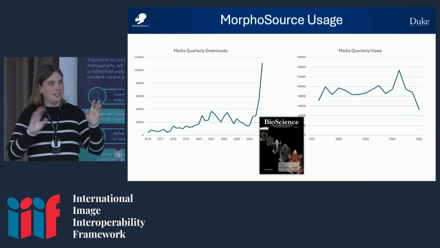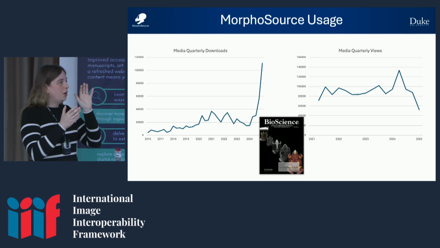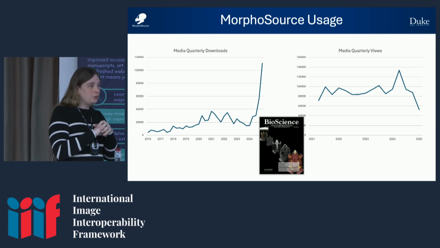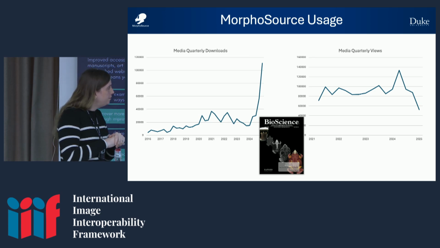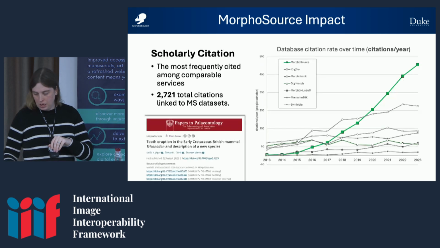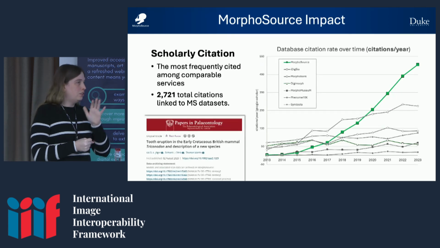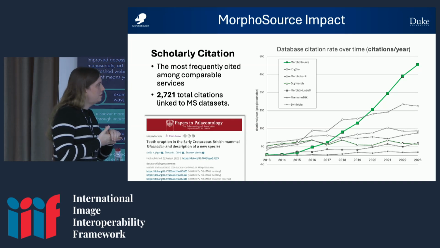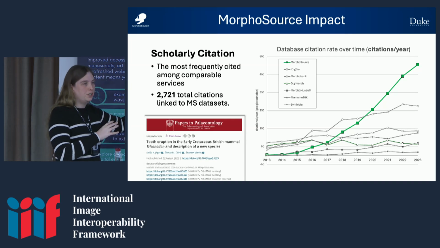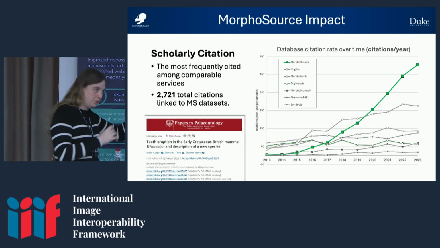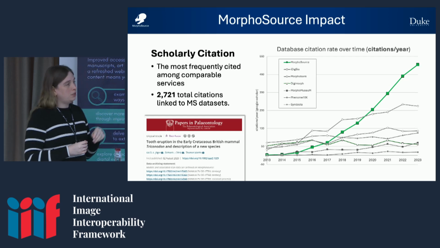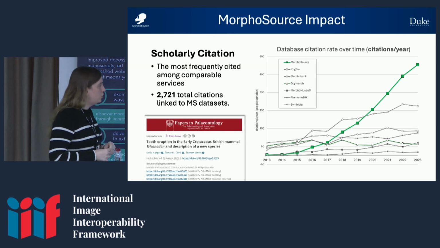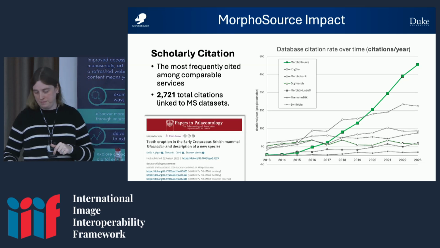And last thing I think before I talk about IIIF, just to point out, MorphoSource is very actively used. These are our quarterly downloads and views over the last quarters. And we're very actively cited in scholarly publications. That superlative, the most frequently cited, this is from a natural history conference that I went to, so that's a very natural history kind of statement. But regardless, we've been able to track over 2,700 scholarly publications linked to data sets in the site.